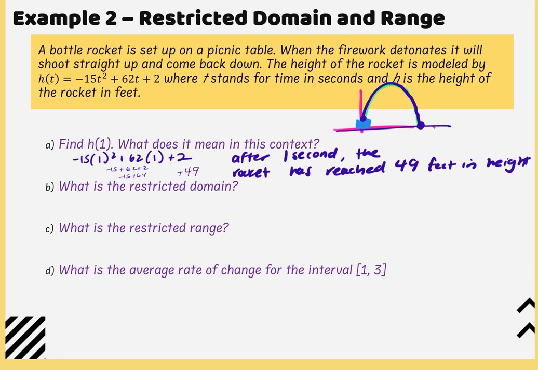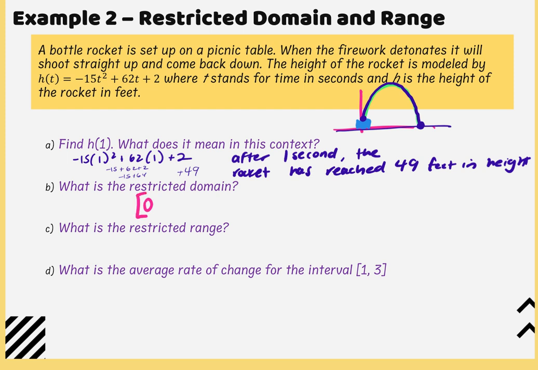All right, B says, what's the restricted domain? So domain are what, the x or the y? The x. So what's restricting my x values here? We talked about it already, but can it go left of my y-axis? No. So the minimum my x can be is what? 0, okay? Can it be 0? Like, is the rocket somewhere at 0 seconds? Yes, so it gets a bracket.